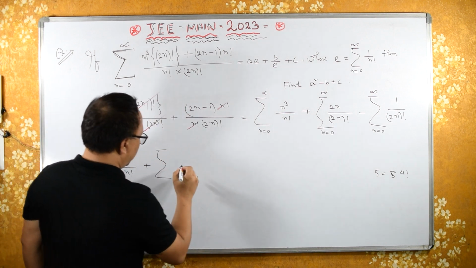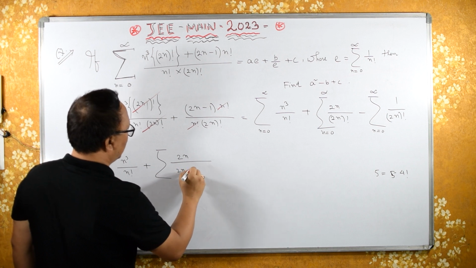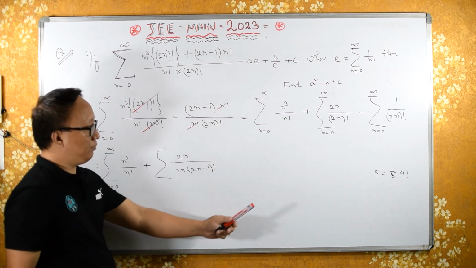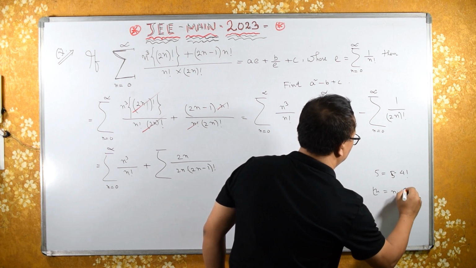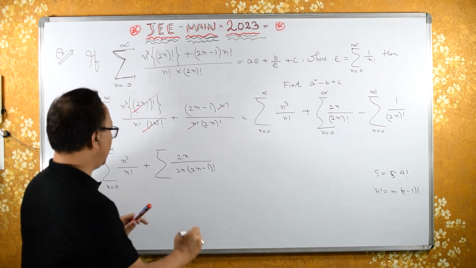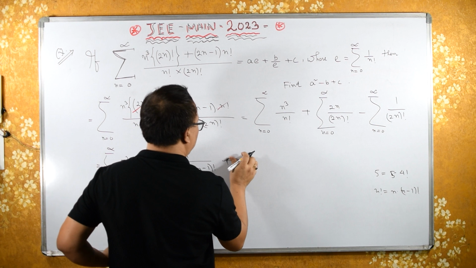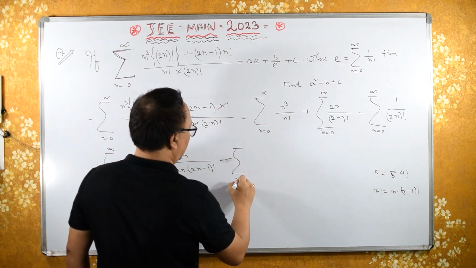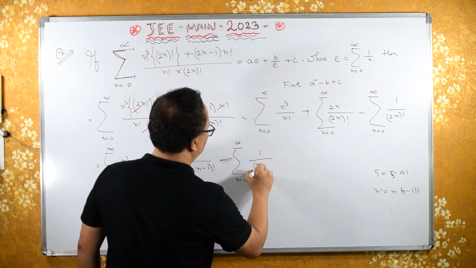this can be written as twice n upon twice n into twice n minus 1 factorial. Okay, because here n factorial is what? n into n minus 1 factorial. Therefore this is the same as this. Here n goes from 0 to infinity, and let's keep as it is, minus summation of n from 0 to infinity 1 by twice n factorial.